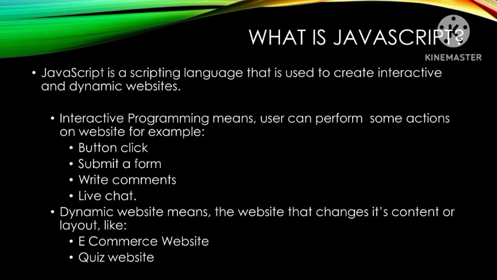The dynamic website is where we can make some changes to the website. For example, social media, where we can send, edit, post, and share. All those things are done through dynamic websites. So JavaScript is used to create interactive and dynamic websites. It means the user can perform actions on the website, for example, submitting something, clicking a button, writing comments, live chats. All of these actions can be done using the JavaScript scripting language.